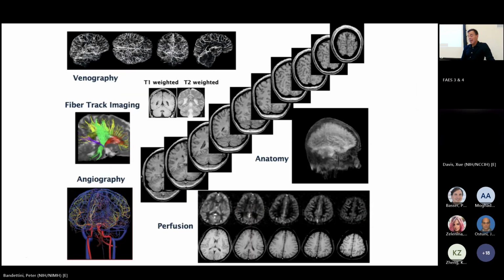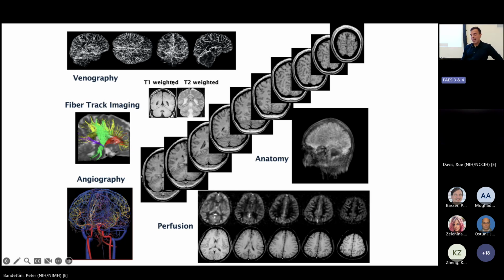All right, so these are all the types of images that can be produced with MRI right now. And I'm not going to go into any detail as to how these images are created because this would be an entire course in itself. But venography, you can be sensitized to flowing blood, the blood flow. You can be sensitized to tissue characteristics. It's what's called T1 or T2 weighted images that are longitudinal relaxation. You can be sensitized to fiber tracks.